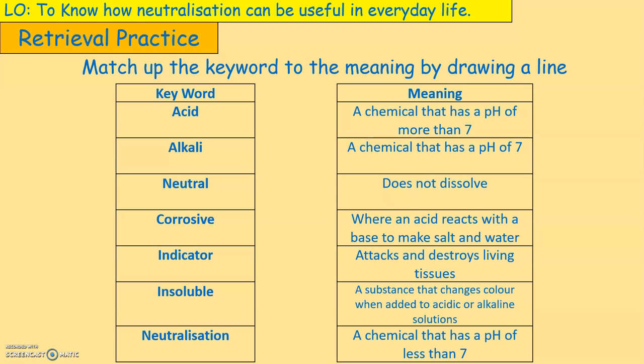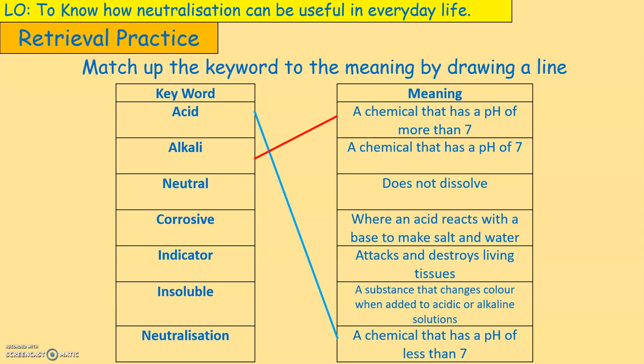All right, let's begin. So the first keyword says acid. What is an acid? And actually, an acid is a chemical that has a pH less than 7. So anything from 6 to about 0 or to 1 is actually acidic. Now, the second keyword is alkali. What is an alkali? An alkali is actually a chemical that has a pH more than 7. Okay, so everything that goes from 8 upwards towards 14 is an alkali.